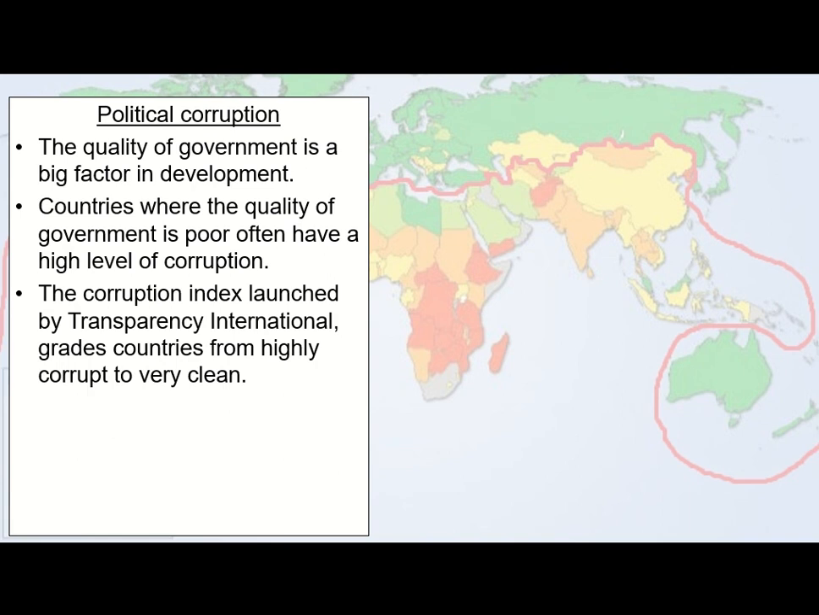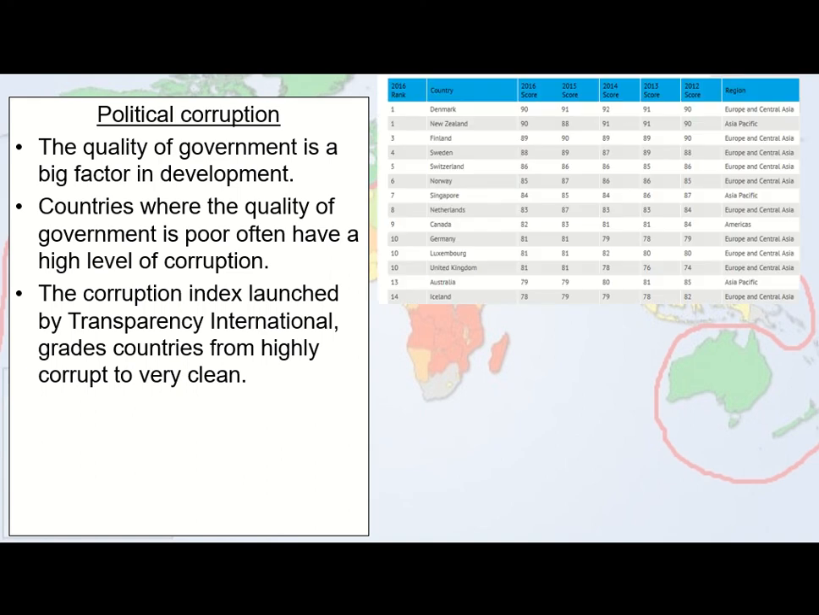And there's also another way of measuring corruption. It's the corruption index, which grades countries from highly corrupt to very clean or not very corrupt. Okay, and there you go. You can see the top countries there. Denmark has nailed it basically for the last 3 or 4 years, and it's got really, really high scores. The UK manages to stick around the top 10. So there's a bit of corruption definitely going on in the UK.